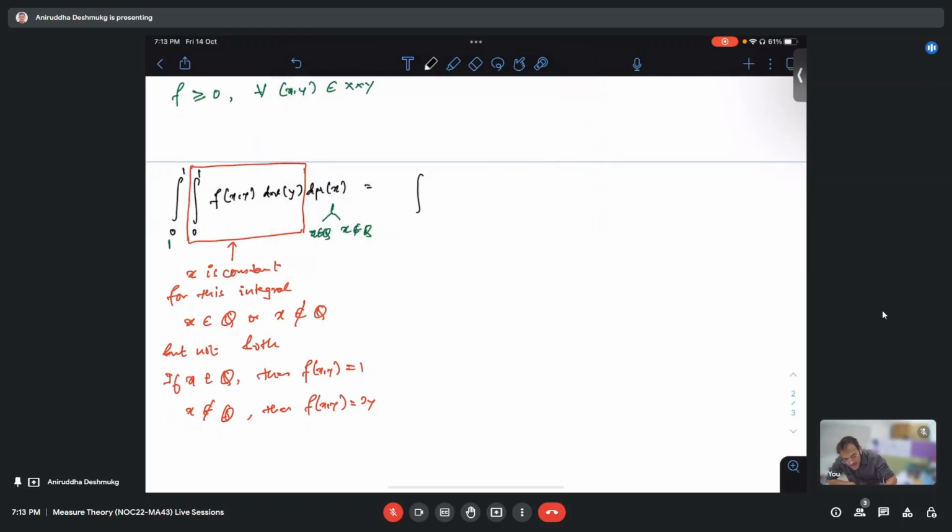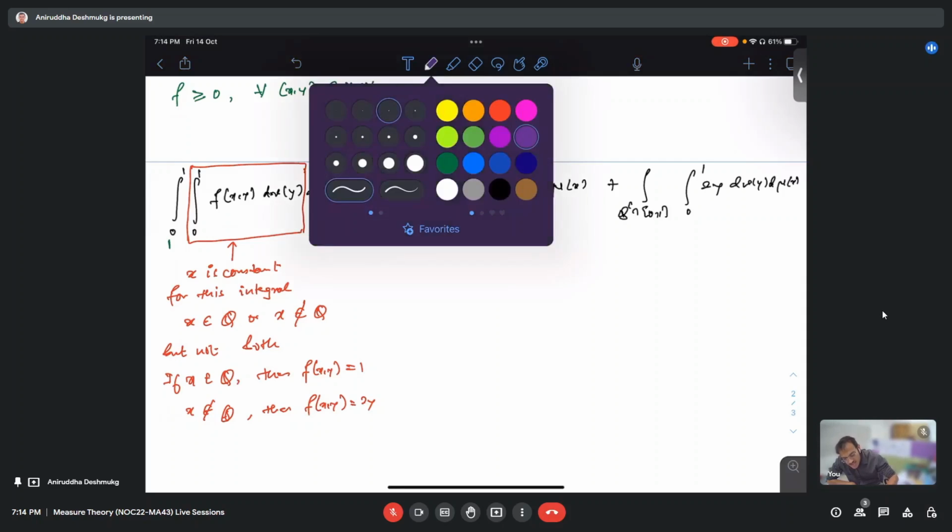So it becomes the integral over rational numbers intersection [0, 1] of the integral over [0, 1] of 1 d nu(y) d mu(x), plus the integral over irrational numbers intersection [0, 1] of the integral over [0, 1] of 2y d nu(y) d mu(x). If one notices, the inner integral in both the cases is 1.